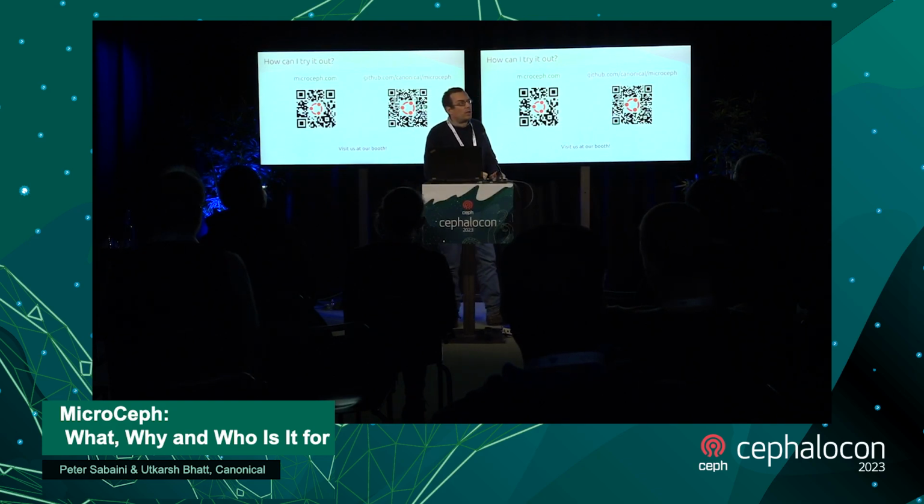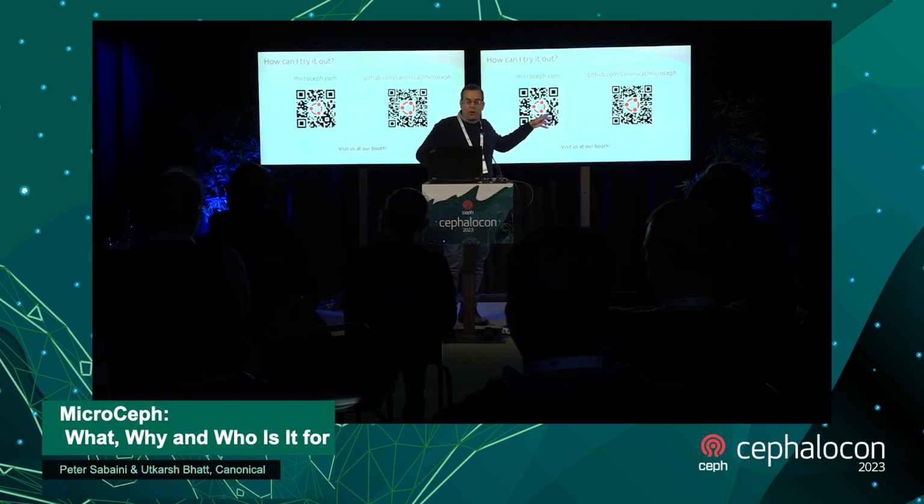Snaps work by bind mounting specific locations into the namespace of the snap, for instance, etc Ceph. So we don't have any host interference. You could absolutely have a Ceph common package, the Debian package, installed on the host and a snap on top, and they won't get in the way of each other.